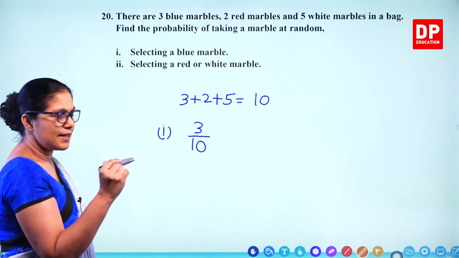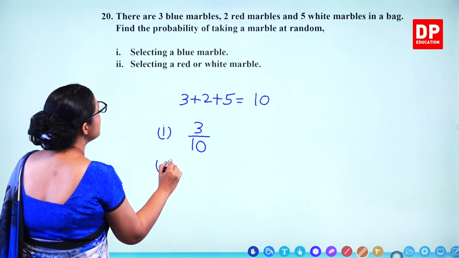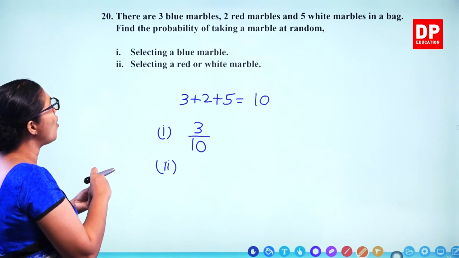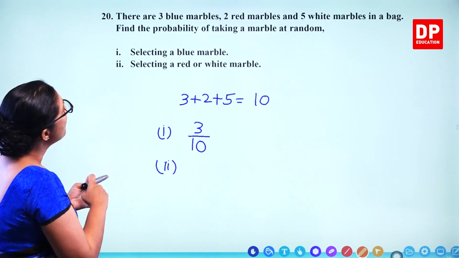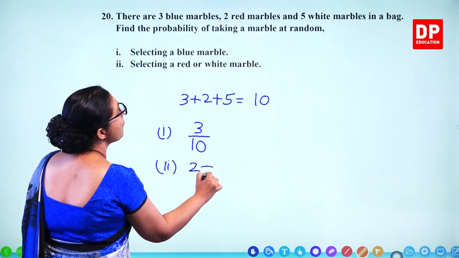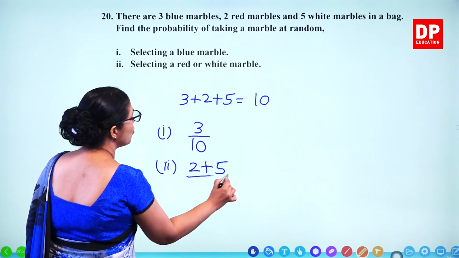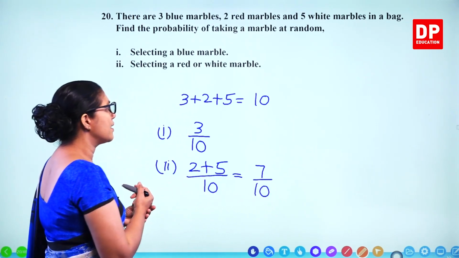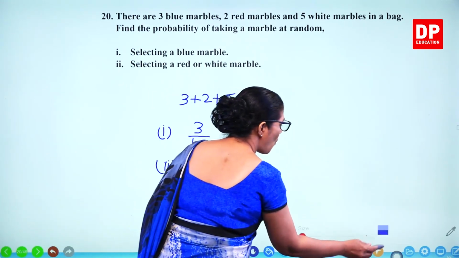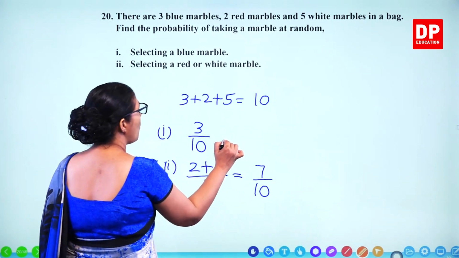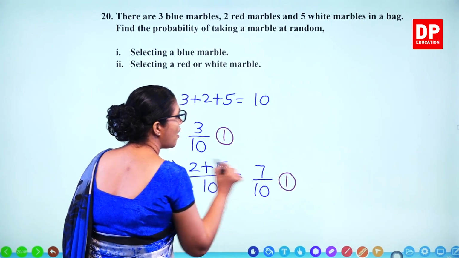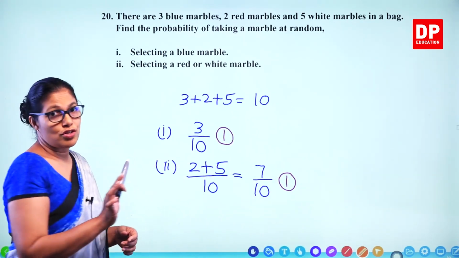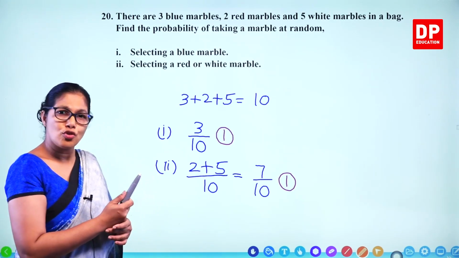3 over 10. Then selecting a red or white marble. Red or white means altogether you can count red or white. 2 reds are there, 5 white out of 10. So 7 out of 10. So you can get 1 mark each. 1 mark here and 1 mark there. So we completed all 20 questions, short questions, each question 2 marks.